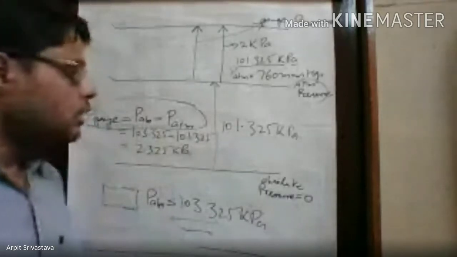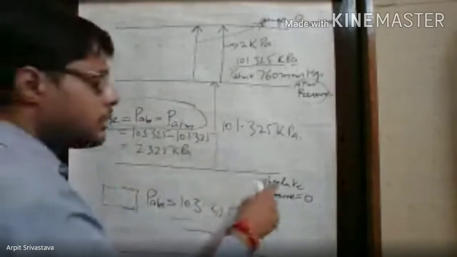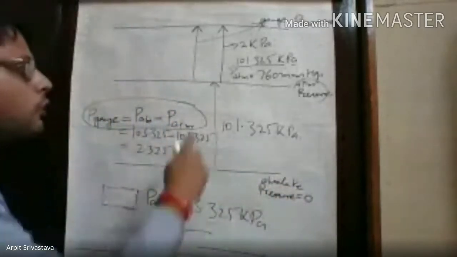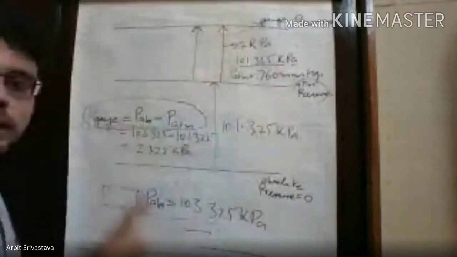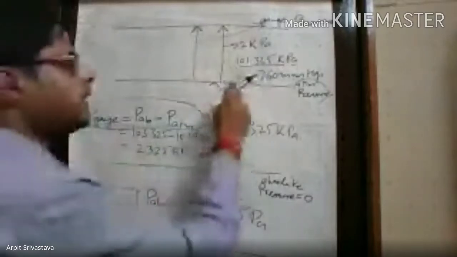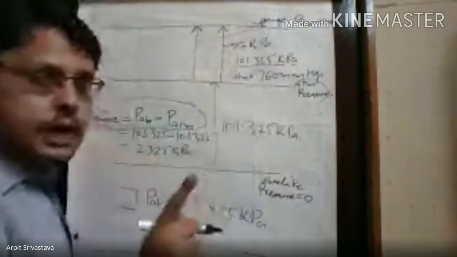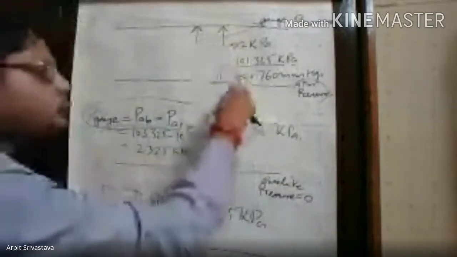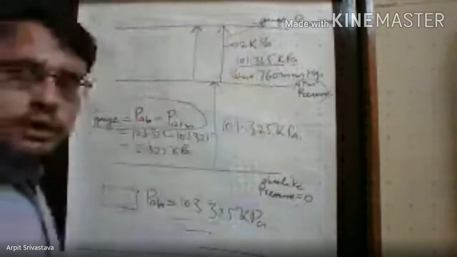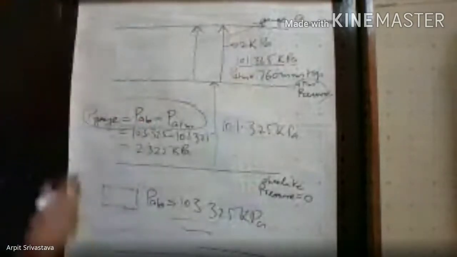So if we take the absolute pressure line as a reference line, whatever the total pressure is, that is called absolute pressure. And if we take the atmospheric pressure line as a reference line, then pressure with respect to this atmospheric pressure line is known as gauge pressure. Clear? Now we talk about vacuum pressure.